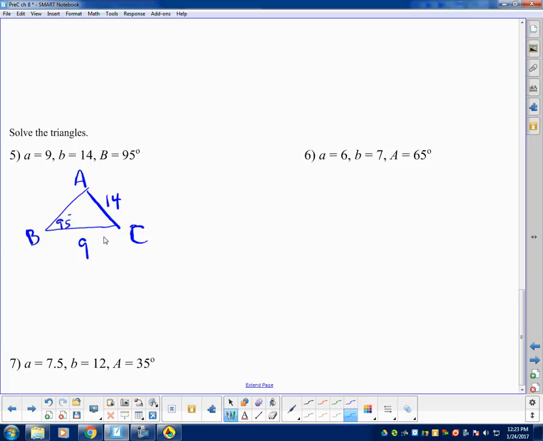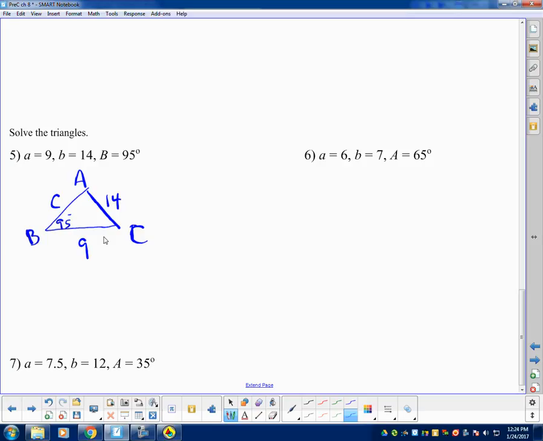So it says solve the triangles. In other words, find capital A, B, and C, and lowercase a, b, and c. So here we go. Can you set up a law of sines problem to find, let's see, which one could we find? To find angle A.